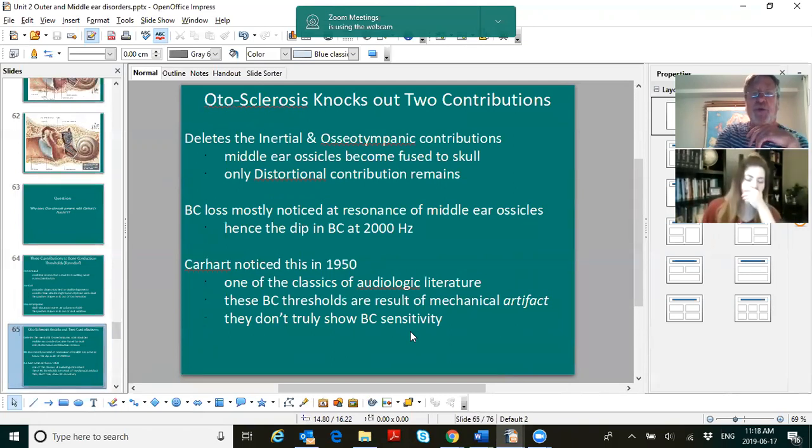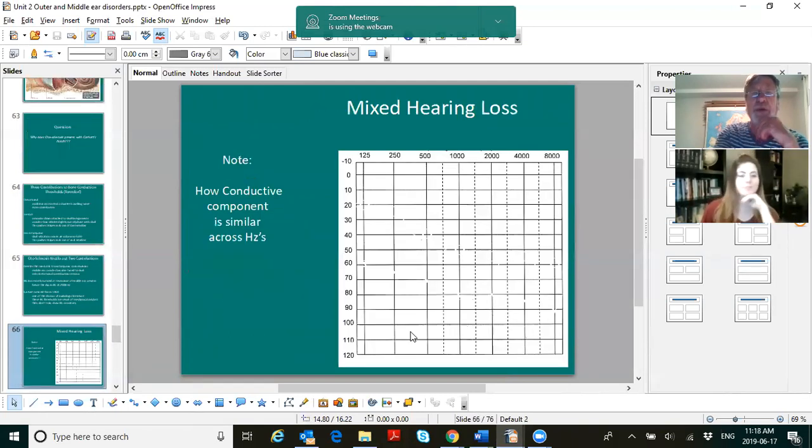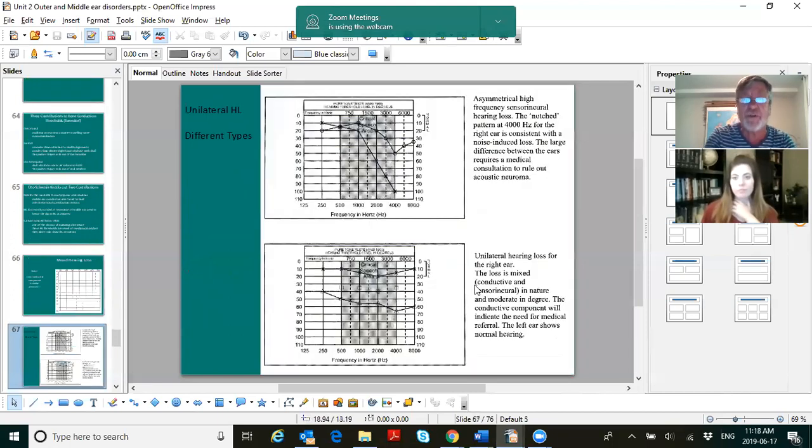Otosclerosis knocks out those two contributions. Now here, see again, problems with the PowerPoint. These things here are showing up white against the background, which is what a drag.